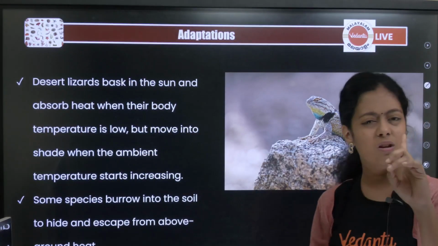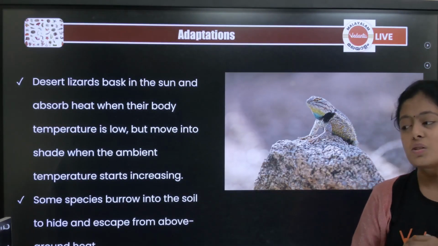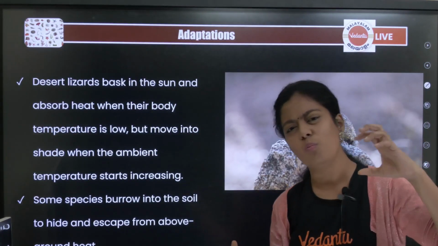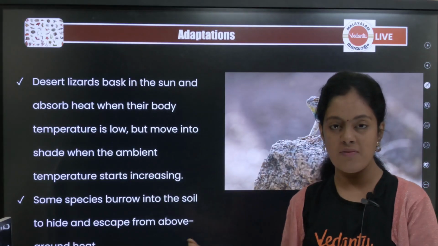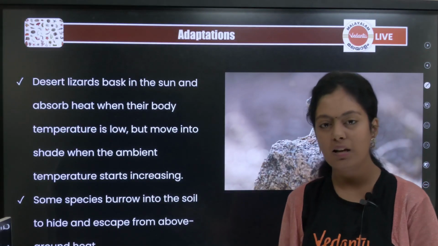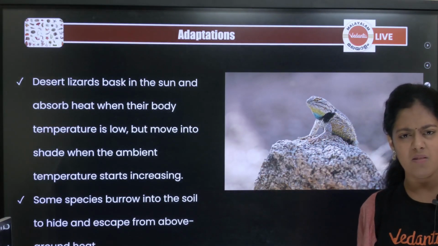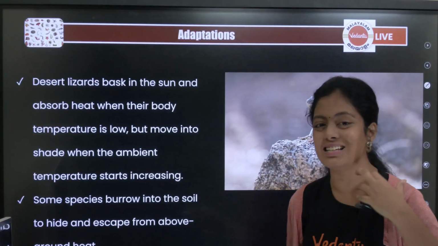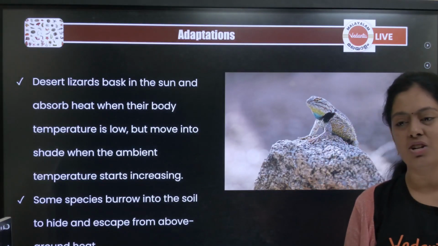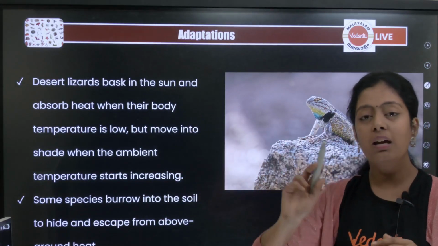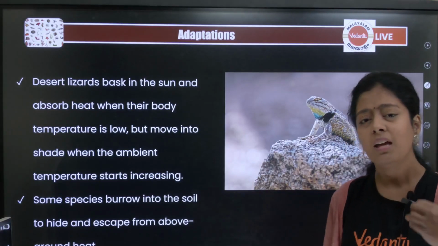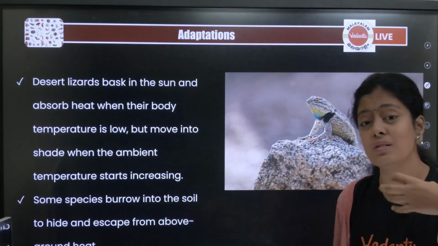Okay, apart from this, there is one more example, the desert lizard. You know, in the desert it is very sunny in the morning and very cold in the evening. In the evening and night the climate will be very, very cold. So what actually happens is, when a little sun comes, the desert lizard basks in the sun. It's a behavioral adaptation. No one went and taught it. Neither its parents, no one taught it. It just comes out of its instinct.